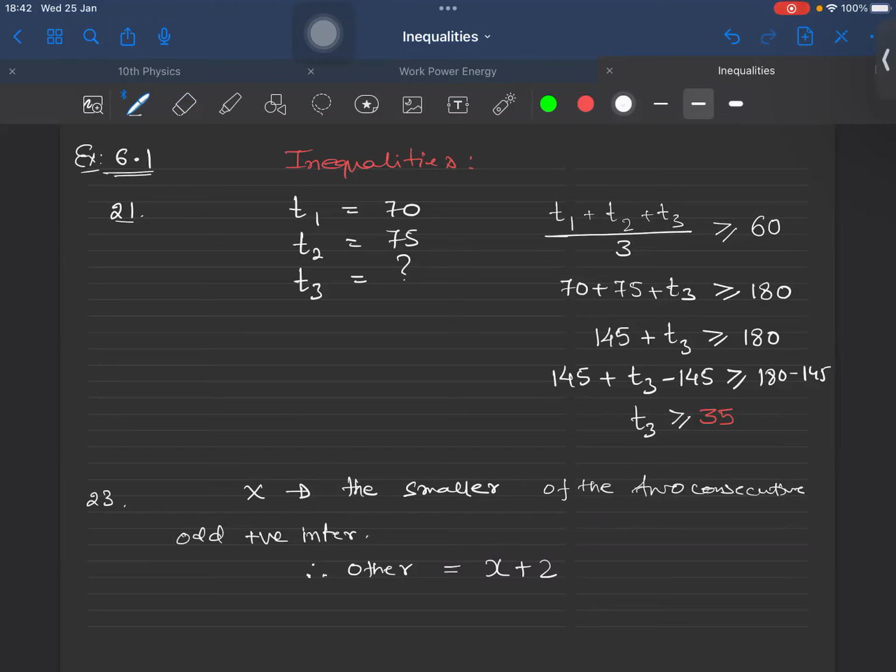Okay, now what else is given in the question? Both the integers are smaller than 10, right? That means x plus 2 is obviously less than 10, right? So x must be less than 8.